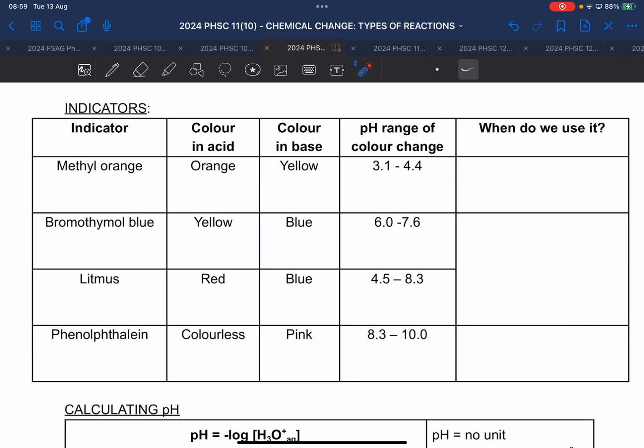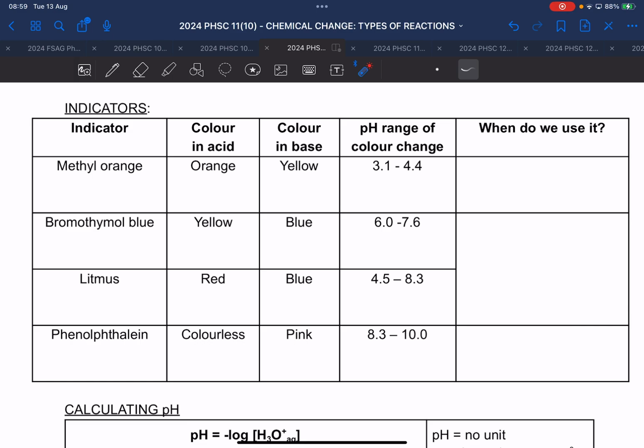That tonic water is an indicator. So if you throw something acidic or basic in there, it might change color. Red cabbage is an indicator. I don't know if you've added red cabbage to food or water and it changes color a bit. Red onions are also indicators. So there are lots of different indicators, but we use these four in the science lab.